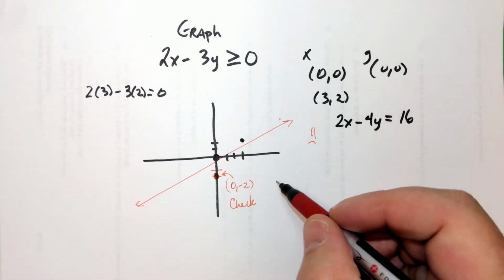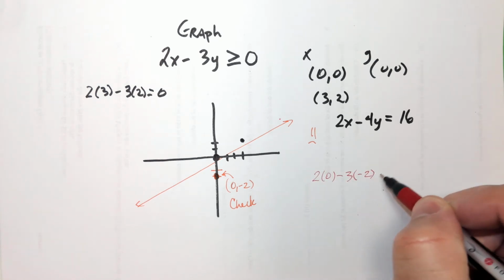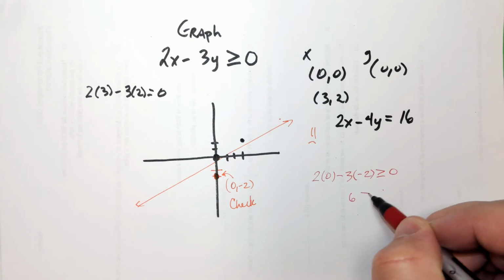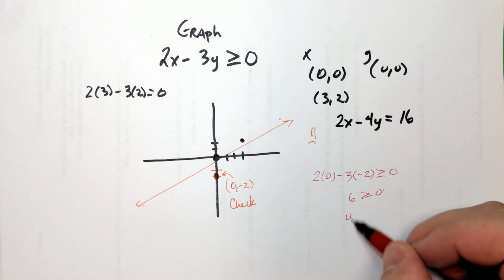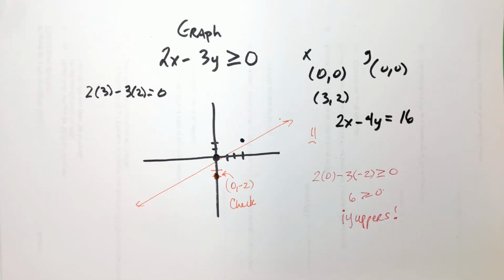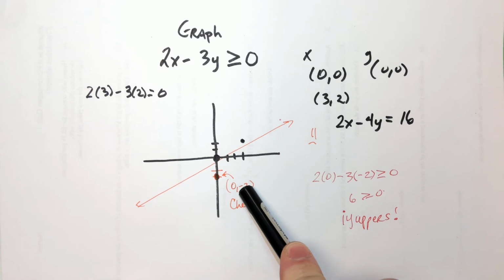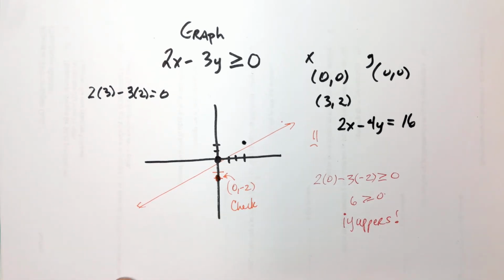Alright, so to check that, 2 times 0, that's 6. That's right? So is that answer correct? So that means that's an answer. So since it's underneath, all the answers are going to be underneath.